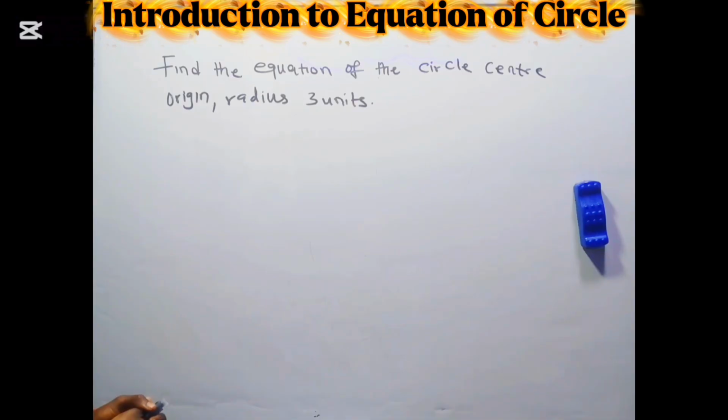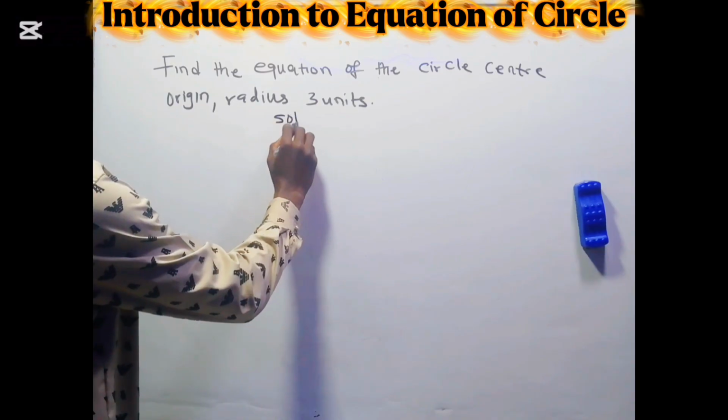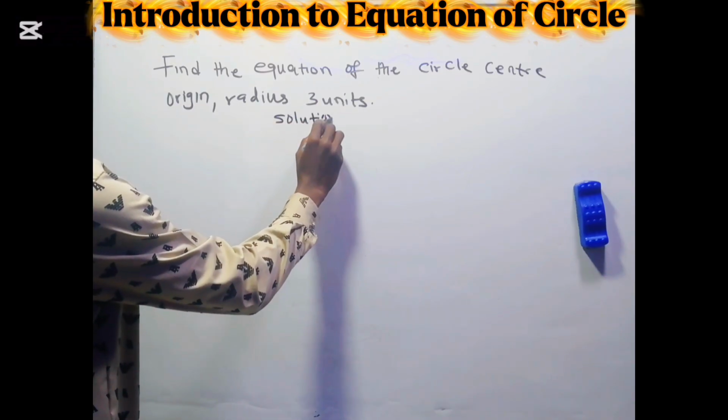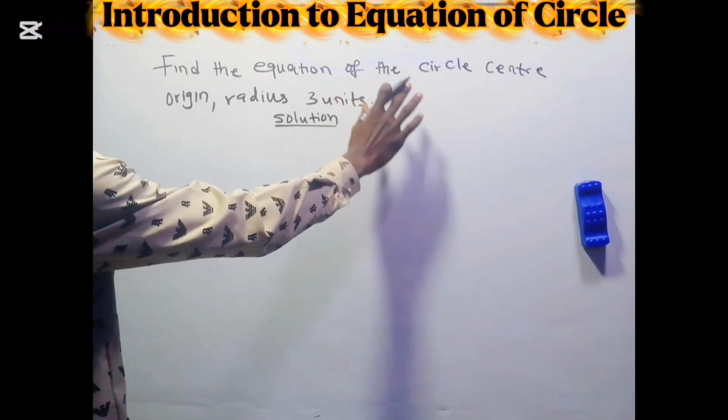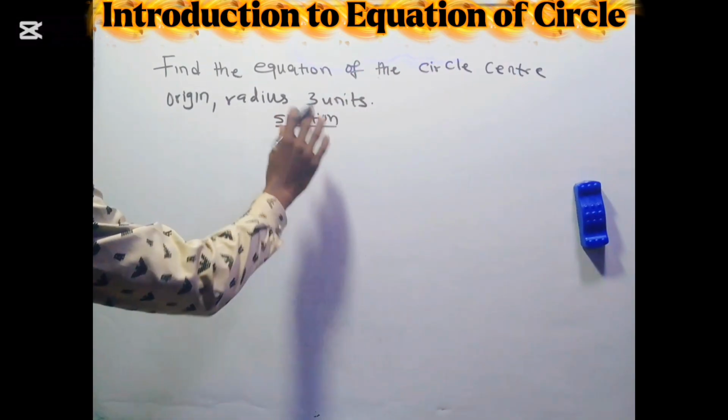Alright, we have another question. Find the equation of the circle. Center, origin, radius 3 units.